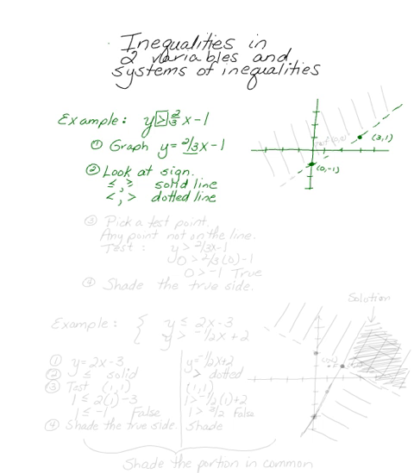What you should notice is the line divides our coordinate system into two halves. There's a part above the line and a part below the line. One of those is where y is greater than 2/3 x minus 1. The other is where y is less than 2/3 x minus 1. We just need to determine which is which. My suggestion is to pick a test point, which can be any point not on the line.